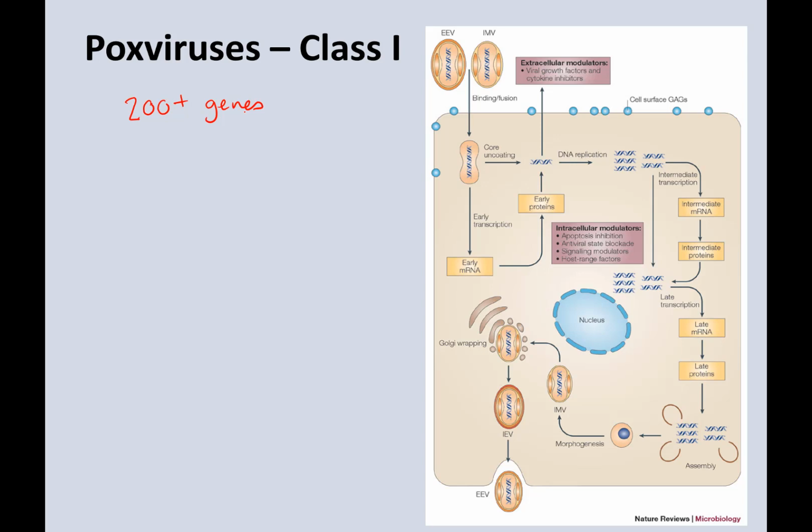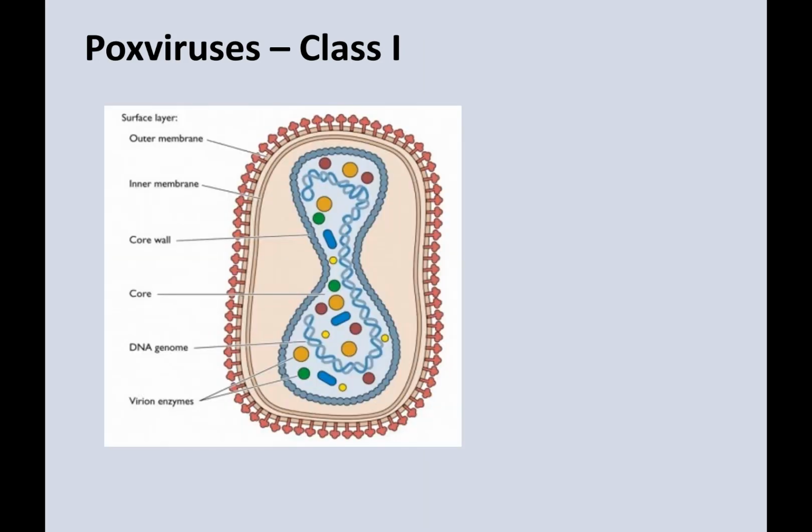It also has 3 phases: early, intermediate, and late. So it has a temporal control of gene expression, and it packages proteins that shut down the nucleus. So there's proteins that come in here and basically shut down the host transcription and replication, and again, saving those resources for viral gene expression.